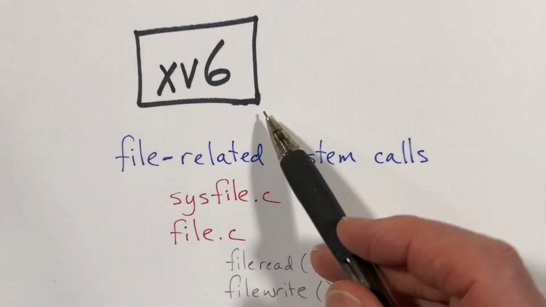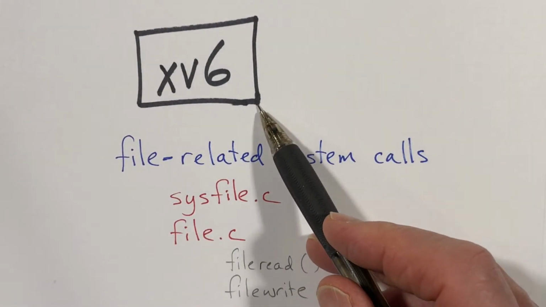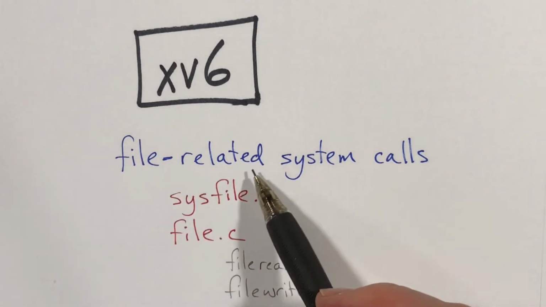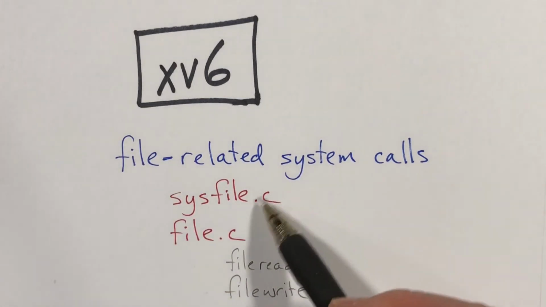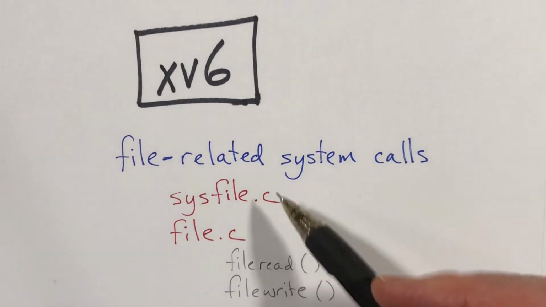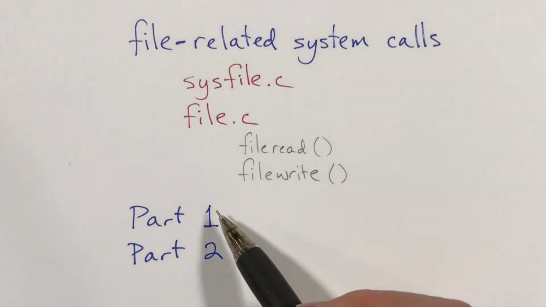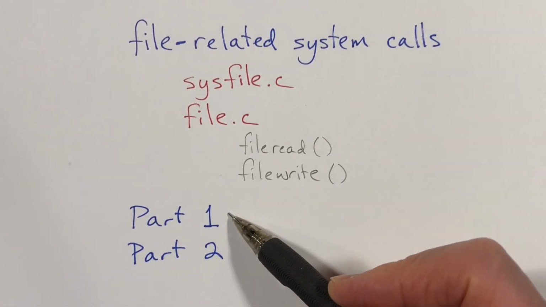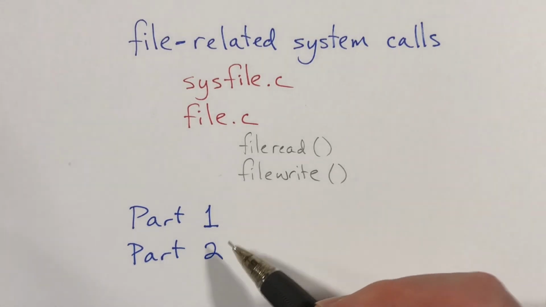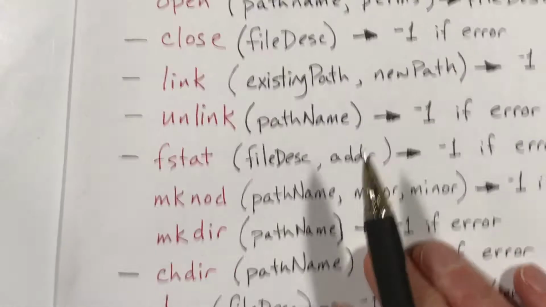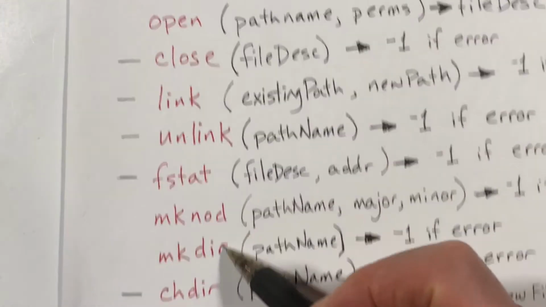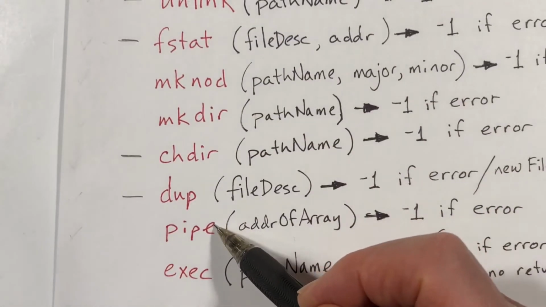This video is part of a series on the xv6 operating system kernel. There are a number of functions that implement the file-related system calls, and these are coming out of the file sysfile.c. There are quite a few functions, and in the previous video, that is part 1, I covered some of them, and in this video I will continue. In particular, I will be covering the following system calls: open, make node, make directory, and pipe.